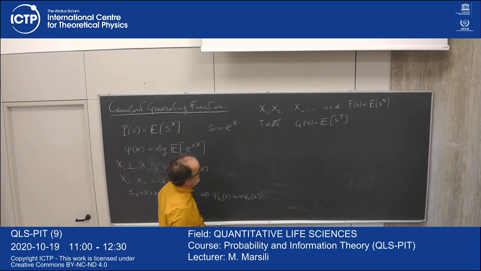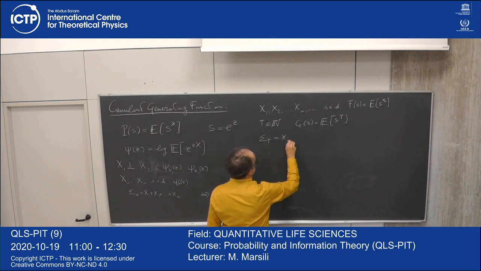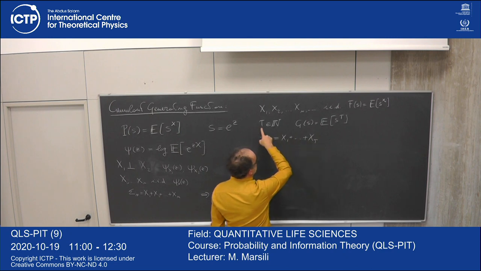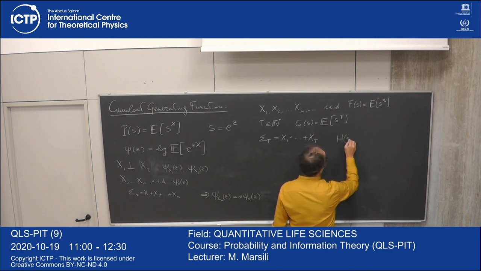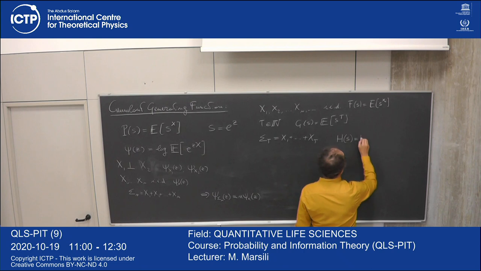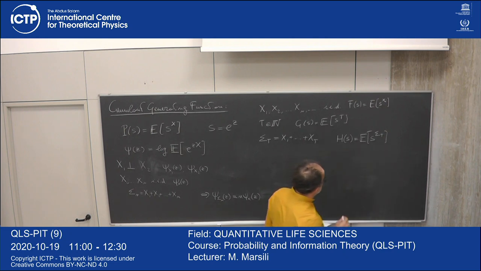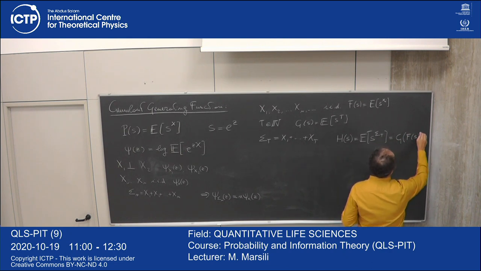Then what we have seen is that if you consider the random variable sigma t, which is the sum of the first t random variables, where t is itself now a random variable, then you can define the generating function for this random variable, which is the expected value of s to the sigma. And what we have seen is that this is just given by g computed in f of s.